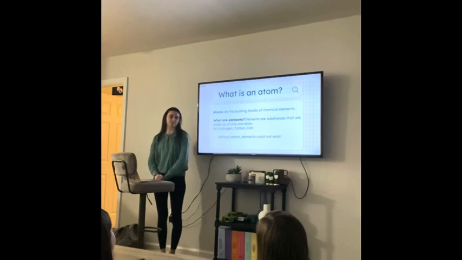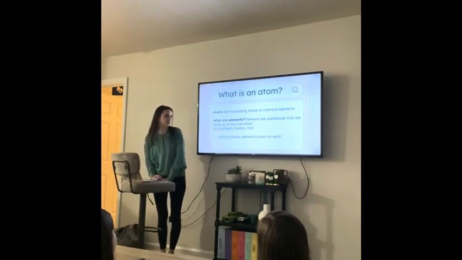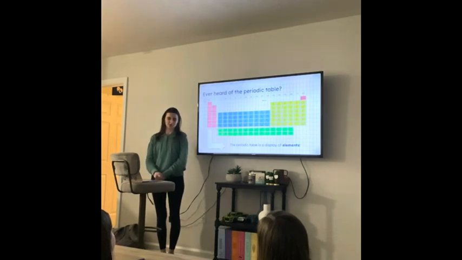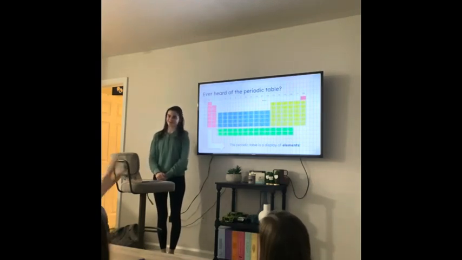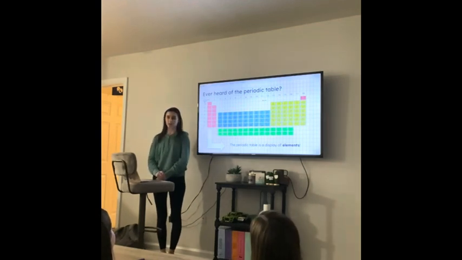So what is an atom? Atoms are the building blocks of chemical elements. Without atoms, we could not even have elements. So what is an element? Elements are substances that are made up of only one atom. Some examples are hydrogen, carbon, and iron. Has anyone heard of the periodic table? Me! So the periodic table is a display of the elements which are made of one atom.